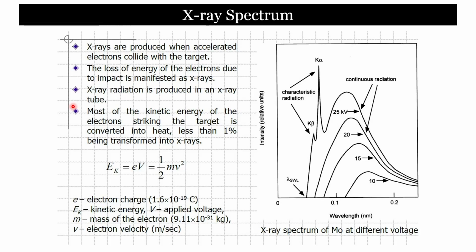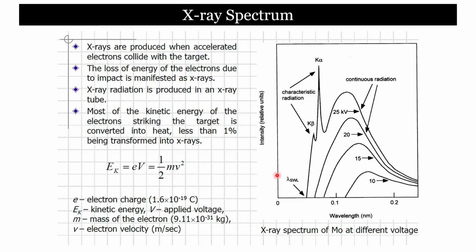You need to keep in mind that most of the kinetic energy of the electrons striking the target is converted into heat. There is a lot of heat generation during this process, and only 1% or less than 1% of the energy of the electrons is transformed into X-radiation. And we all know that the energy is given by eV, or by half m v square, where m is the mass of the electron and v is the velocity of the electron.